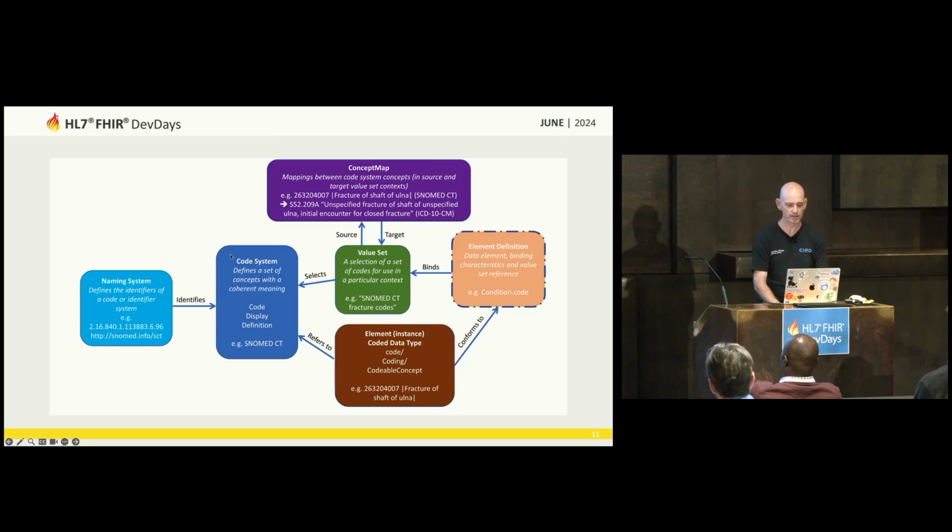The bits sitting around the side out here we haven't talked about. NamingSystem is about how you identify the code systems. And then the elements we did talk about before, like code, Coding, and CodeableConcept, which reference codes out of code systems. And they also conform to particular element definitions, and the element definitions are where the bindings come in that point to these value sets.